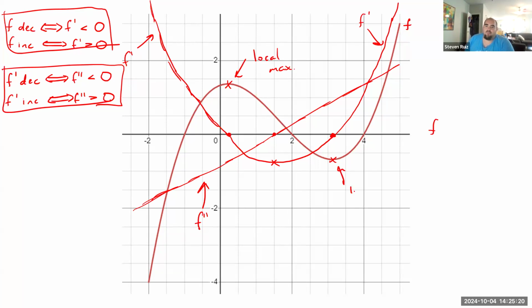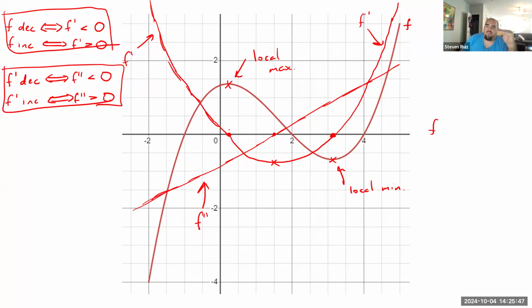And here is a local min. Now, what does the derivative tell me about local maxima and local minima? Those come from the first derivative. So what is the value of the first derivative at a local max and a local min? They have to be zero. So we got that. And in fact, that's kind of how we started making this graph for f prime.